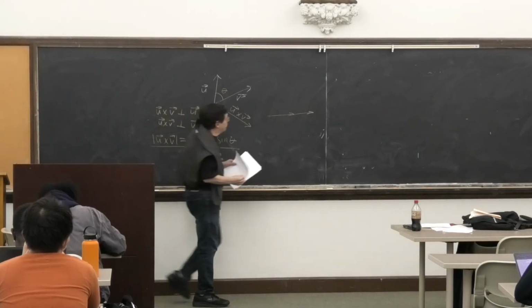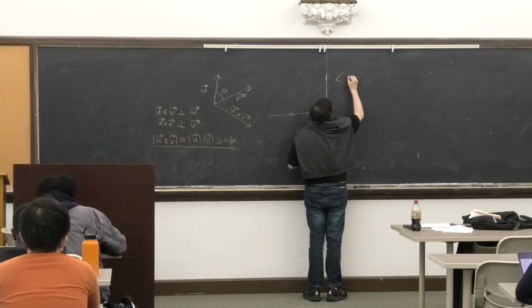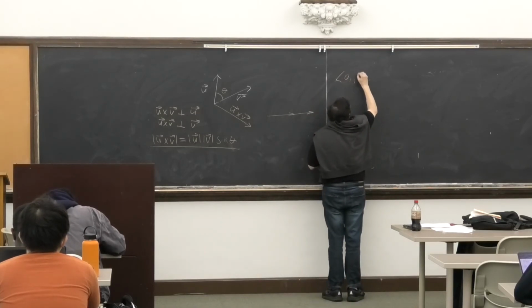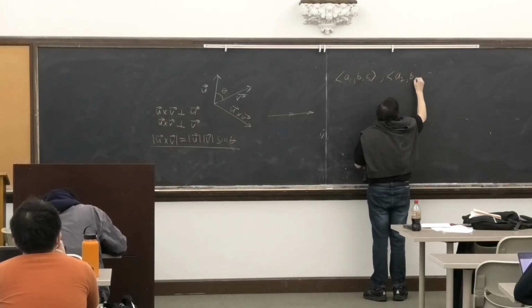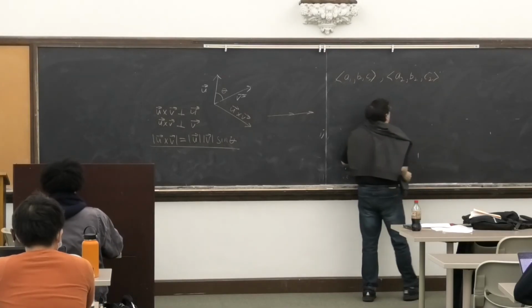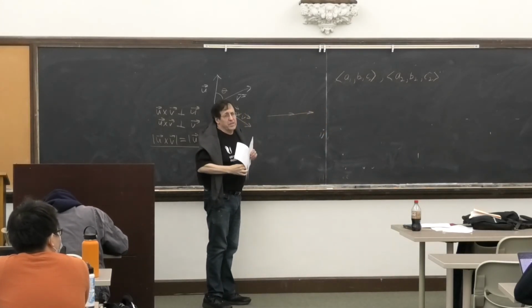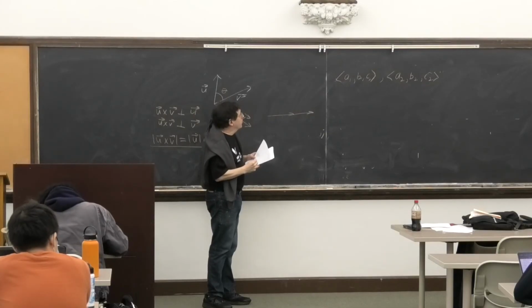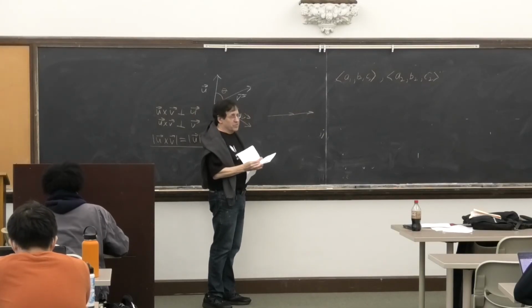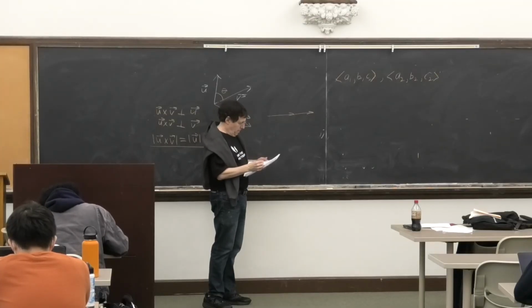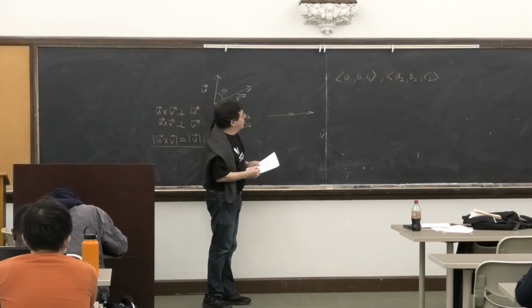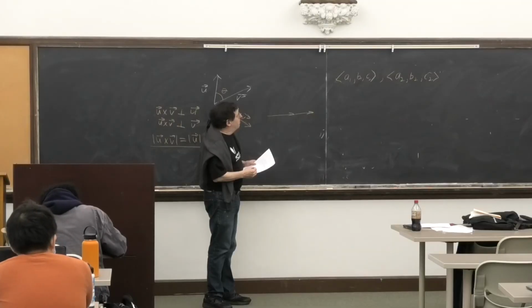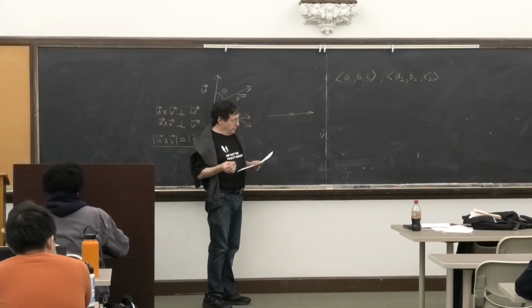If instead you have the components, we call them A1, B1, C1, and A2, B2, C2, you can calculate the cross product from these components. It's a little bit tricky, to say the least. There's a formula. I'm going to try and describe it very briefly.